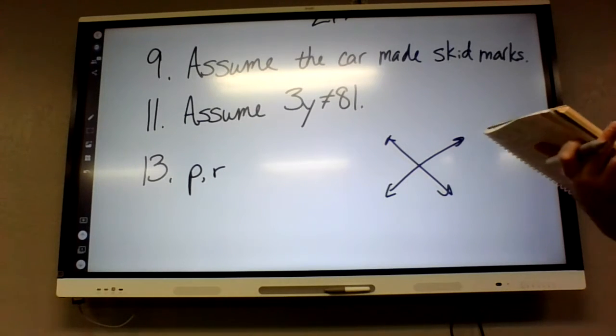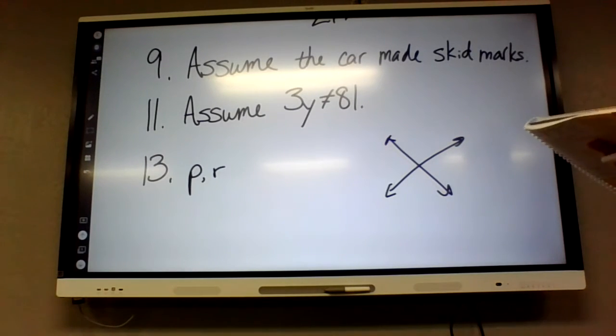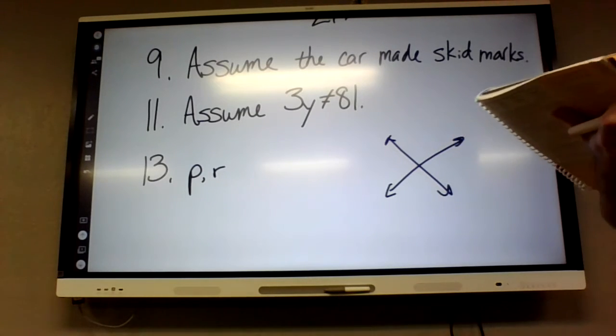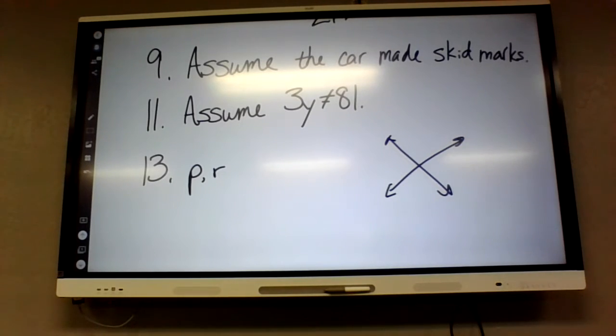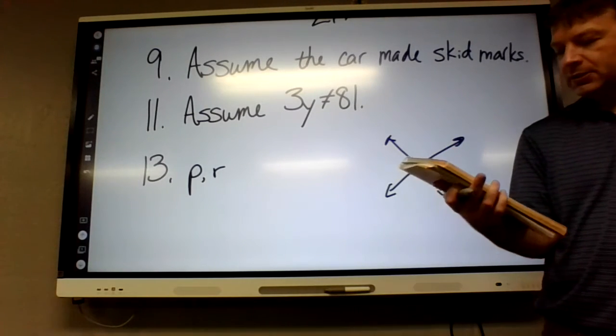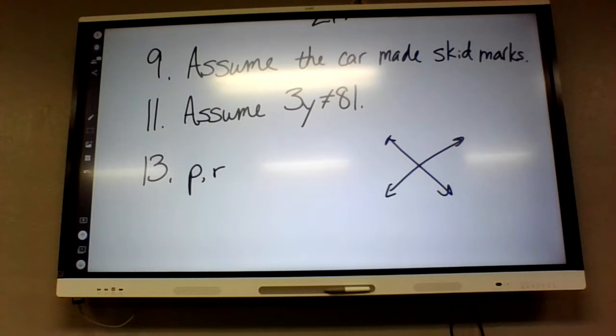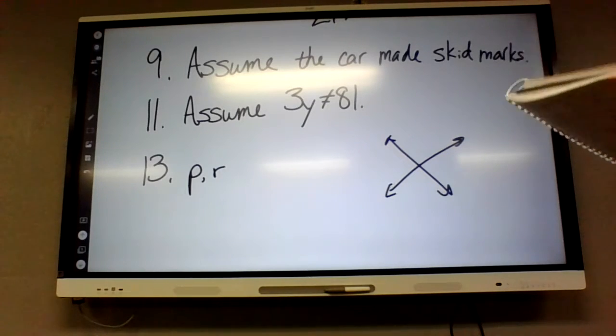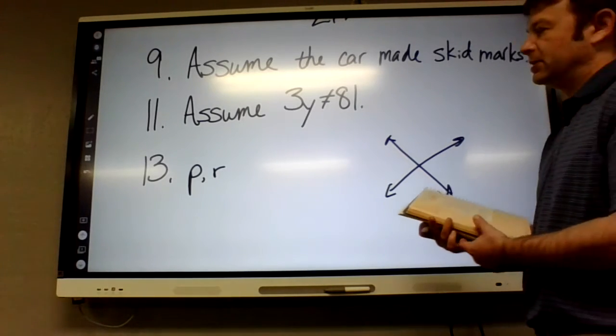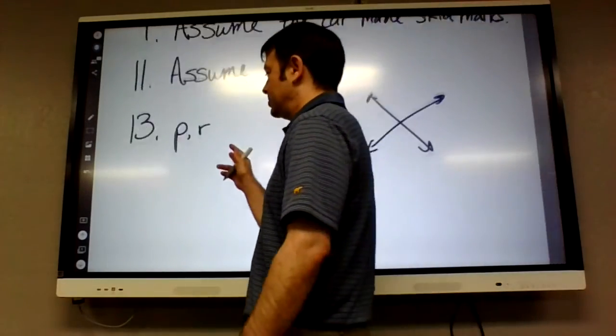Okay, 15. Angle C is acute. Angle C is not equal to 90. Angle C is obtuse. Which of those cannot coexist? P and R cannot be an acute and obtuse angle. Their definitions do not jive with each other.